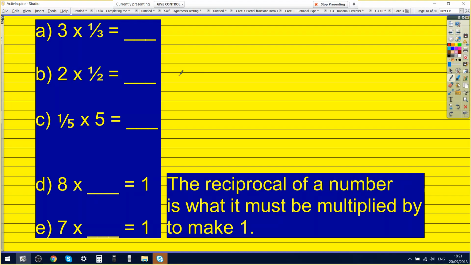Question A, 3 times a third. So 3 times a third. Would that be a third? I don't think so. Well, what is 3 divided by 1? 3. Yep. And so you could write it as 3 over 1, or 3 divided by 1 is the same as 3 times 1 over 3. What do you get there if you multiply those?